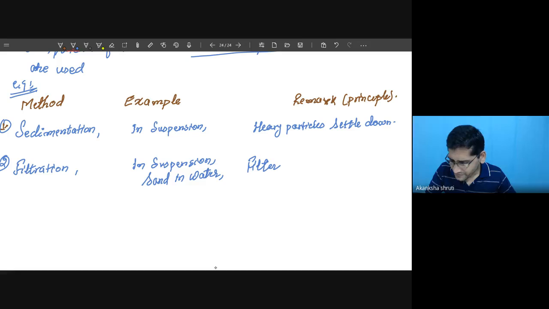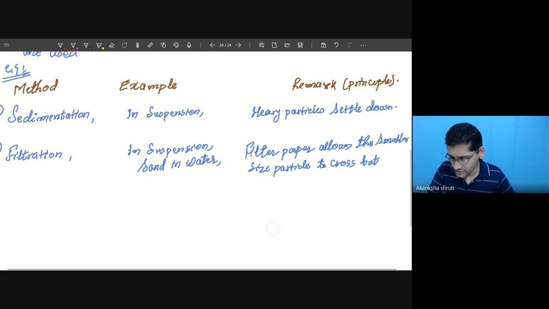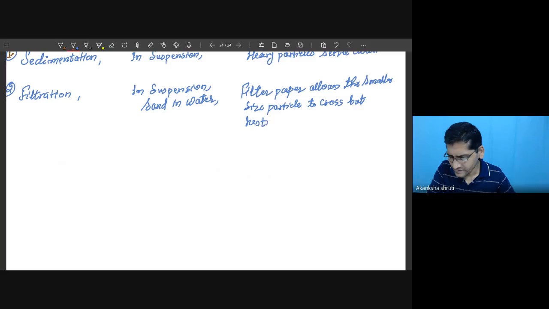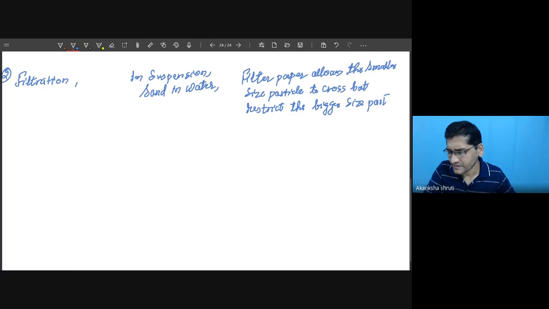So this filter paper allows the smaller size particles to cross or to pass, but restricts or stops the bigger size particles.